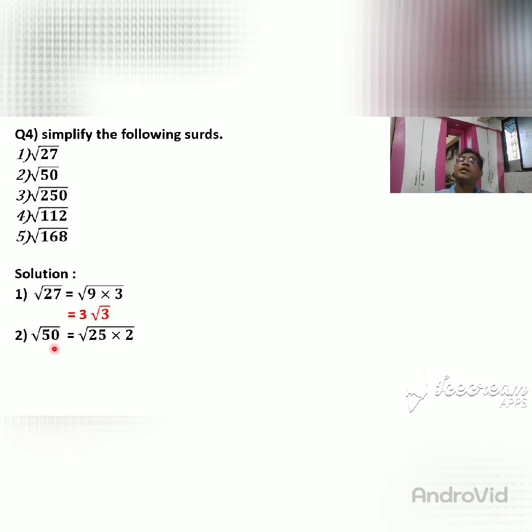So 50 can be factorized: 25 twos are 50. Why do I factorize as 25 twos? Because the square root of 25 is 5. Why do I want to find the square root? Because the order is 2. So the square root of 50 can be written as the square root of 25 into 2. We get the square root of 25, which is 5, so here we write 5 root 2.